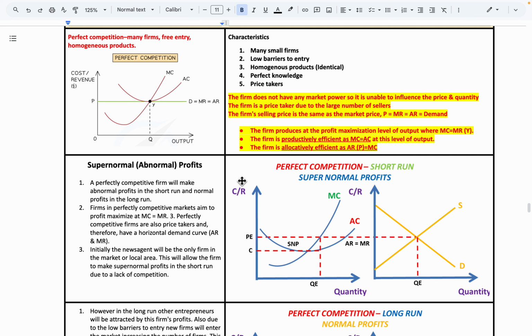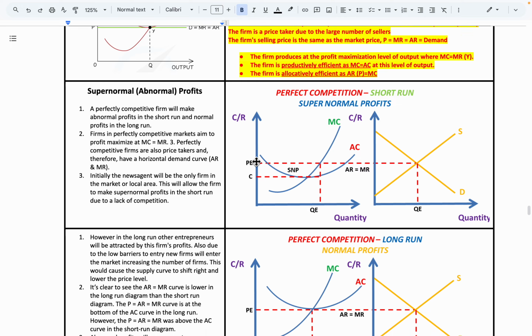Okay, so they produce at the profit maximization level, which is MC = MR. And the firm is productively efficient at MC = AC. So when it's MC = AC, that means it's productively efficient. And it's allocatively efficient when AR equals MC.